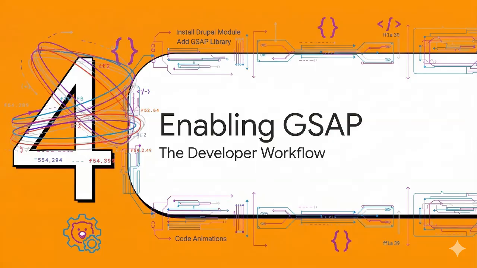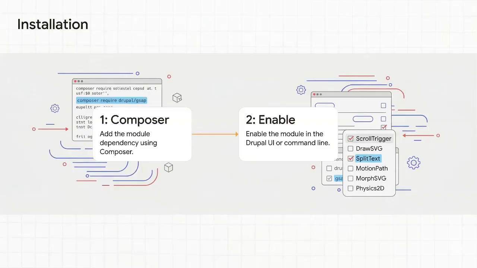So you're probably wondering, how does a developer actually make this happen? Let's take a look at the workflow for enabling GSAP in a Drupal project. The installation process is pretty straightforward. It breaks down into two steps. First, the developer uses Composer, which is Drupal's standard package manager, to add the module to the project. Then they enable the module itself, either through the Drupal UI or with the command line, just like they would any other module.